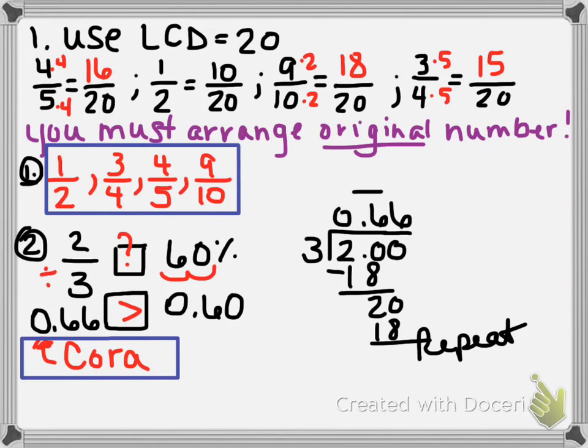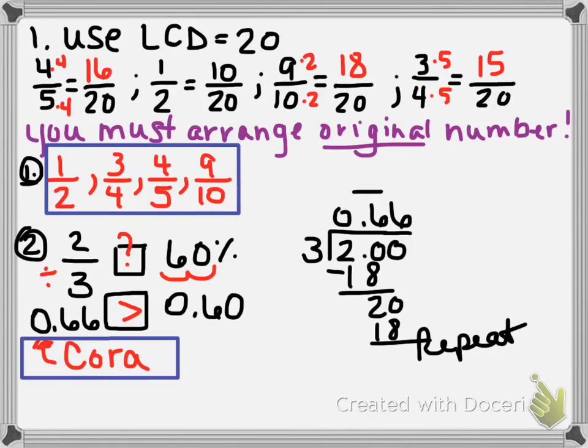Okay, I'm going to show you my work for question number 1, where you had to order the fractions from least to greatest. You had to find a common denominator. The LCD was 20. So each one of these fractions were changed with equivalent fractions so that you can put them in order. Again, you have to remember you must arrange the original numbers, not what you have changed everything over to. So the original numbers in order from least to greatest you see boxed in here: 1/2, 3/4, 4/5, and 9/10. Okay, and my proof is shown above.